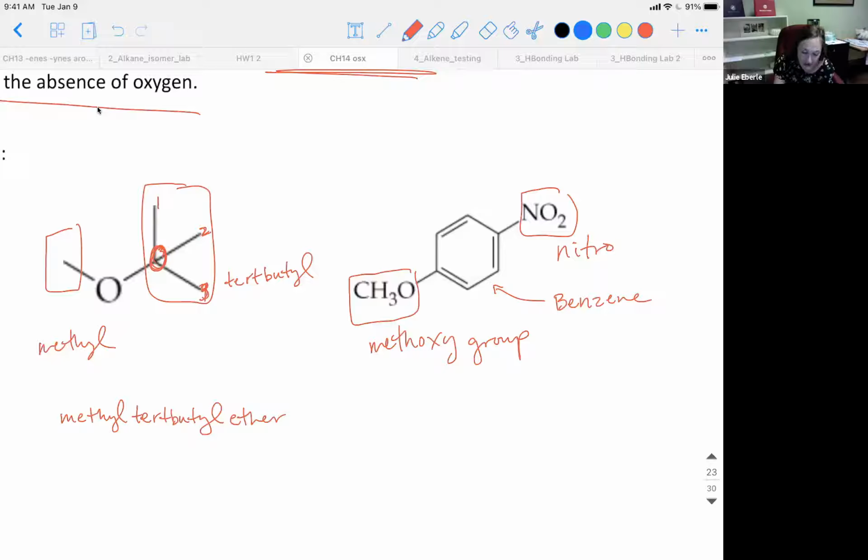Yes, but we've got to indicate somehow with ortho, meta, or para, or some kind of numbering. Yes, Abby, para. These are spaced in a 1-4 grouping, and we got to name it alphabetically. M comes before N. So we can say 1-4, or you can say para, and then it will be methoxynitrobenzene, all one word.